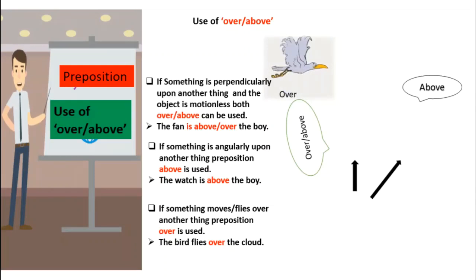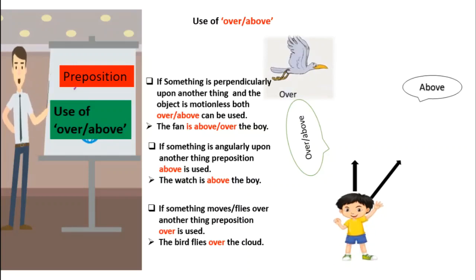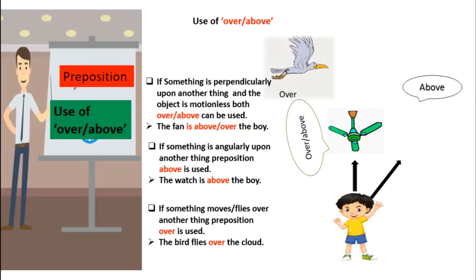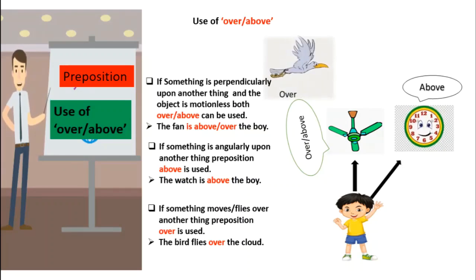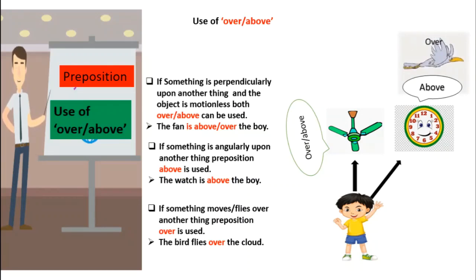Then the use of over and above. If something is directly upon another thing and the object is motionless, like this fan, we can use both over and above, like the fan is above or over the boy. But if something is angularly upon another thing, like these words, we can use preposition above there. But if something moves or flies over another thing, preposition over is used, like the bird flies over the cloud.